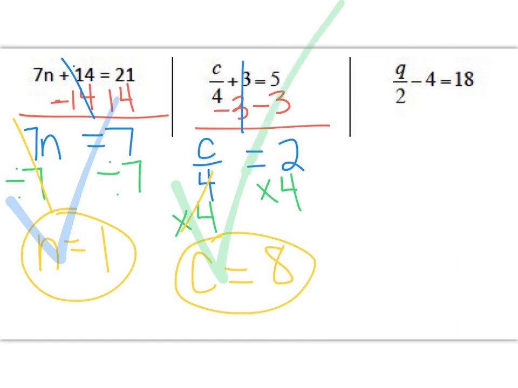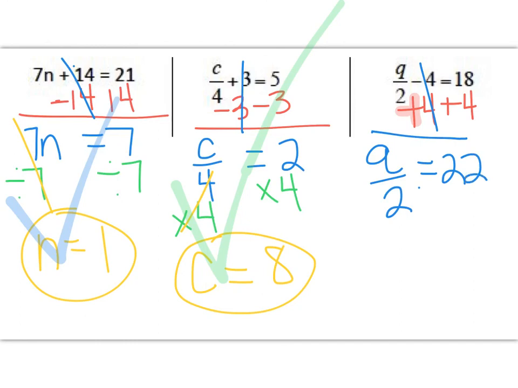And the last one. I notice that 4 is being subtracted. So it's Q divided by 2 minus 4 equals 18. So I'm going to, let's use the actual pen. I'm going to add 4 on both sides. Okay, let's do our cancellations. So, Q divided by 2 I'm going to bring down. Minus 4 and plus 4 cancels. Bring down the equal sign. 18 plus 4 is 22.